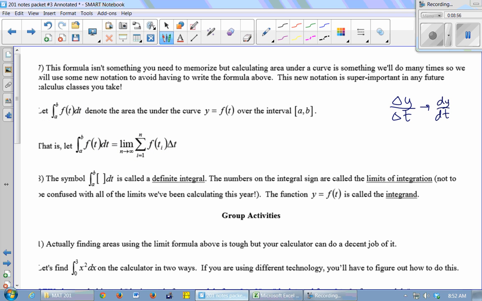All right, and then this symbol you would read as the integral from a to b of some stuff dt. You usually have a function in there in the brackets. It's called the definite integral. The numbers on the integral sign, the a and the b, are called the limits of integration. That's just the left endpoint and the right endpoint that you're finding the area between. Not to be confused with all of the limits we've been calculating this year. They just mean the endpoints of the interval.